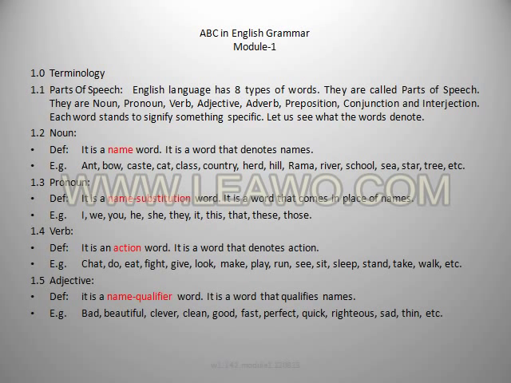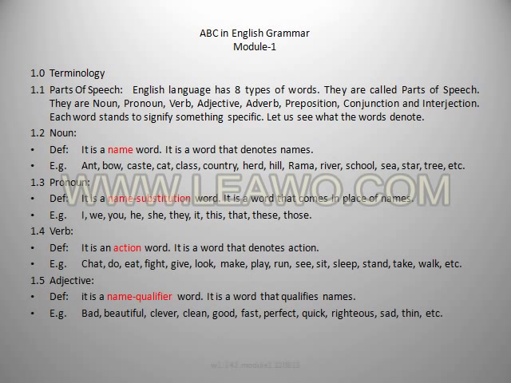Noun. It's a name word. It's a word that denotes names. Examples are ant, bow, cast, cat, class, country, head, hill, Rama, river, school, sea, star, tree, etc.